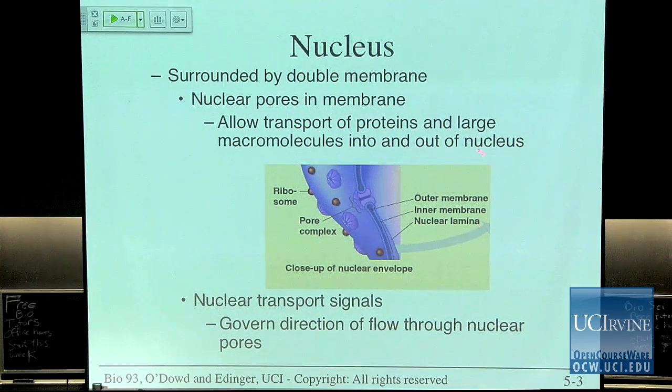So here, this is the inside of the nucleus, here is the outside of the nucleus, so this is the cytoplasm, and we have these nuclear pore complexes that allow things to go from the inside of the nucleus to the cytoplasm, or from the cytoplasm into the nucleus. So there are nuclear transport signals on molecules that need to transit across the nucleus, and these transport signals govern the direction of flow through the nuclear pores.